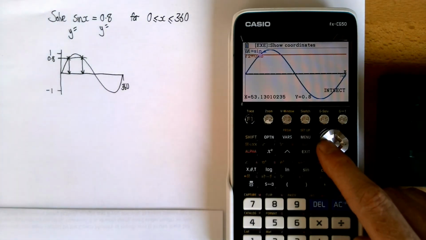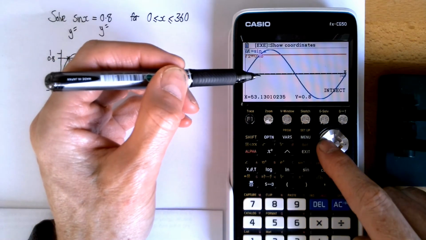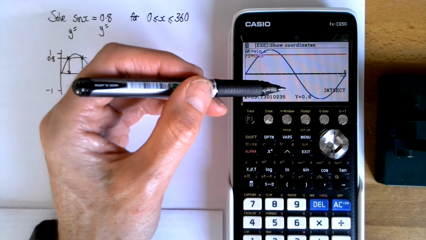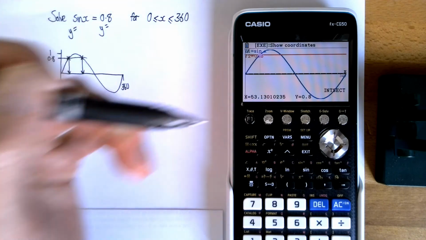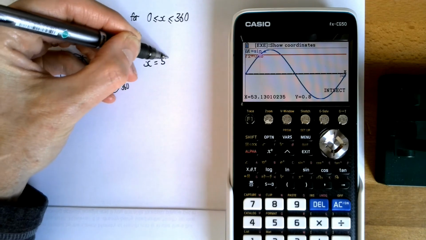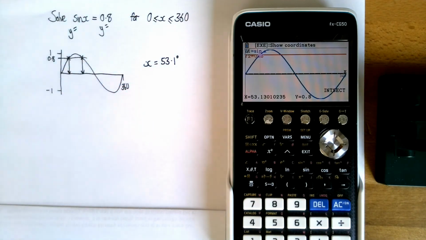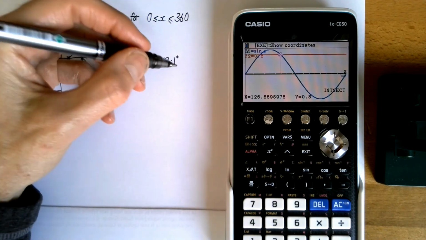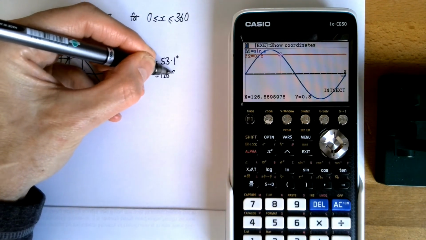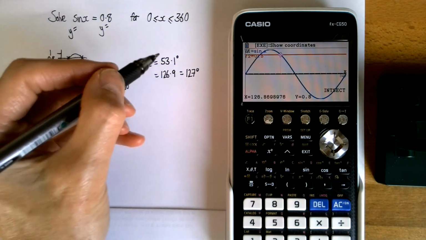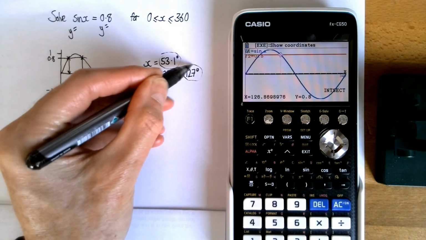So here's the first intersection, and that's when x is 53.1 and y is 0.8. Now that's obviously not exactly 53.1, but I'm going to round it to 53.1. We use 3 significant figures by default, and then the next intersection will be 180 minus that, and that's 126.9. But of course, to 3 sig figs, that actually is 127. So those are my two solutions.